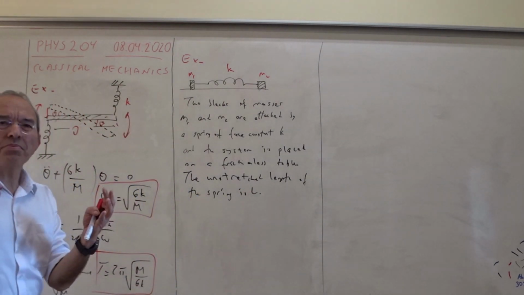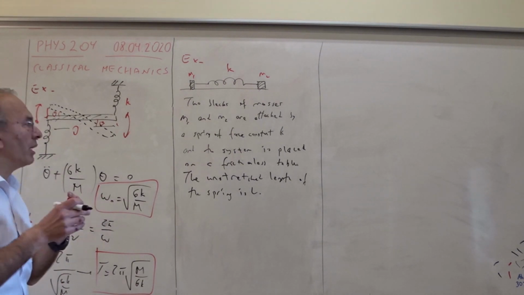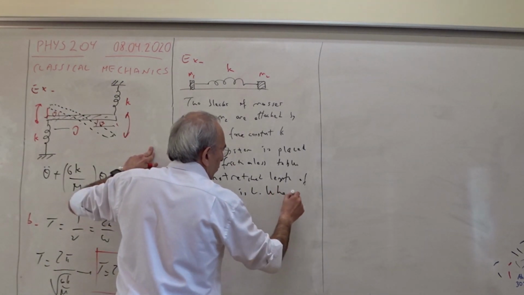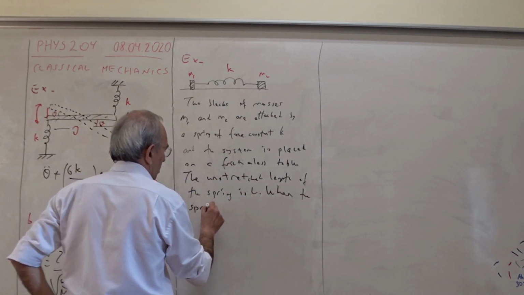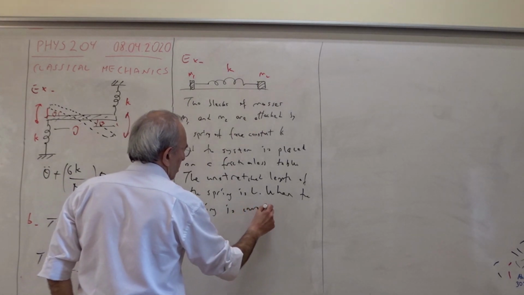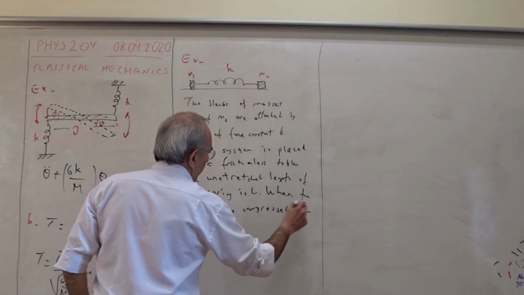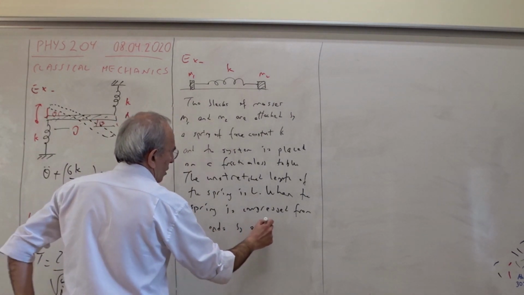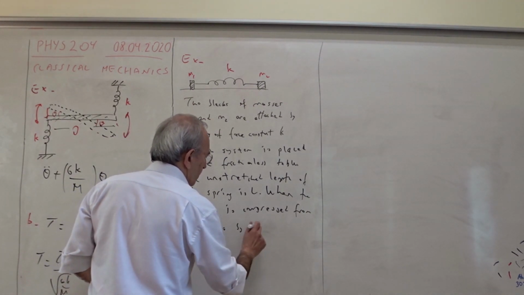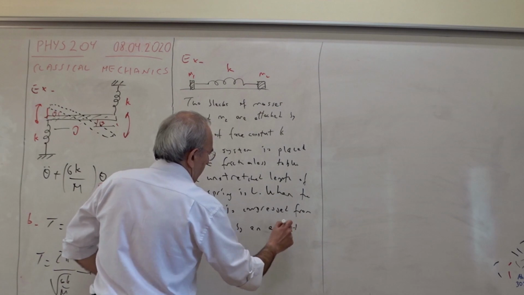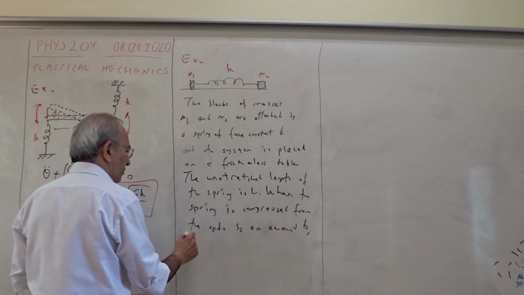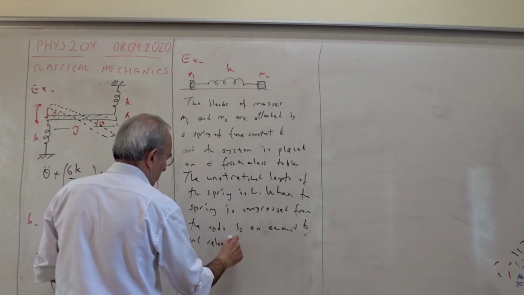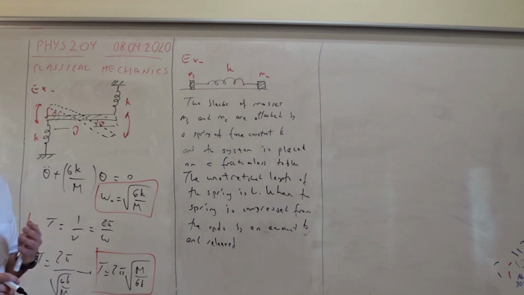When the spring is compressed from the two ends by an amount, let's say B, for instance, and released, what will be the frequency of oscillations?